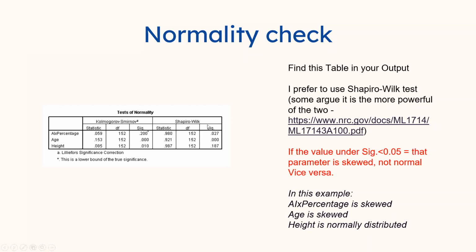So what you can get from here is, for example, I input 3 parameters here: AIx percentage, which is the augmentation index, age, and height. So you can see here a significant value for these two, but not for the height. What it means is that if the value is less than 0.05, it indicates that these parameters are skewed or not normal. So if you want to do anything downstream, you have to choose the non-parametric version.